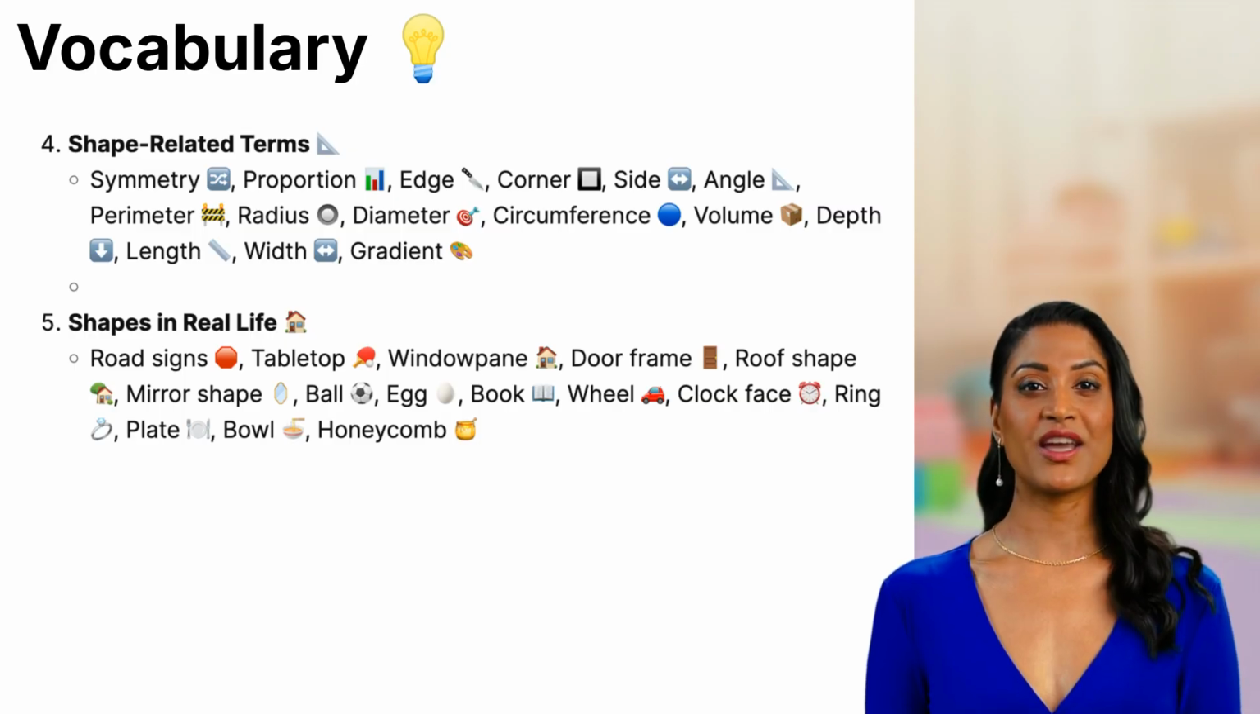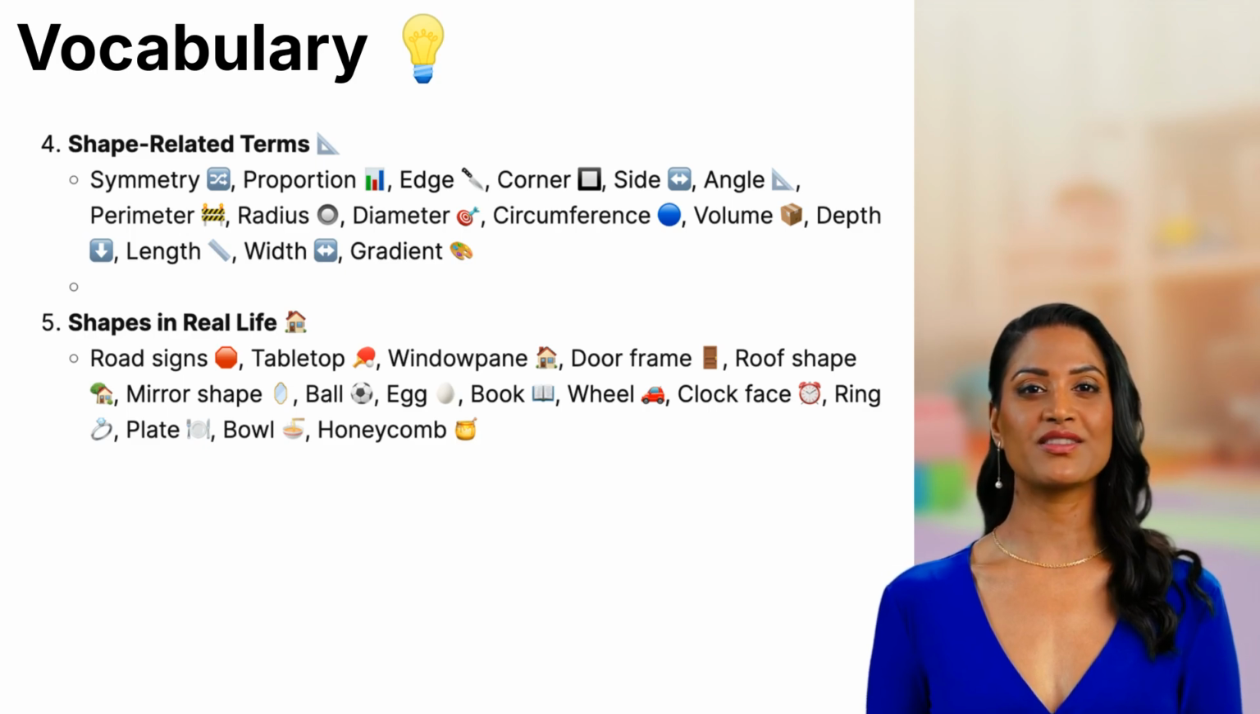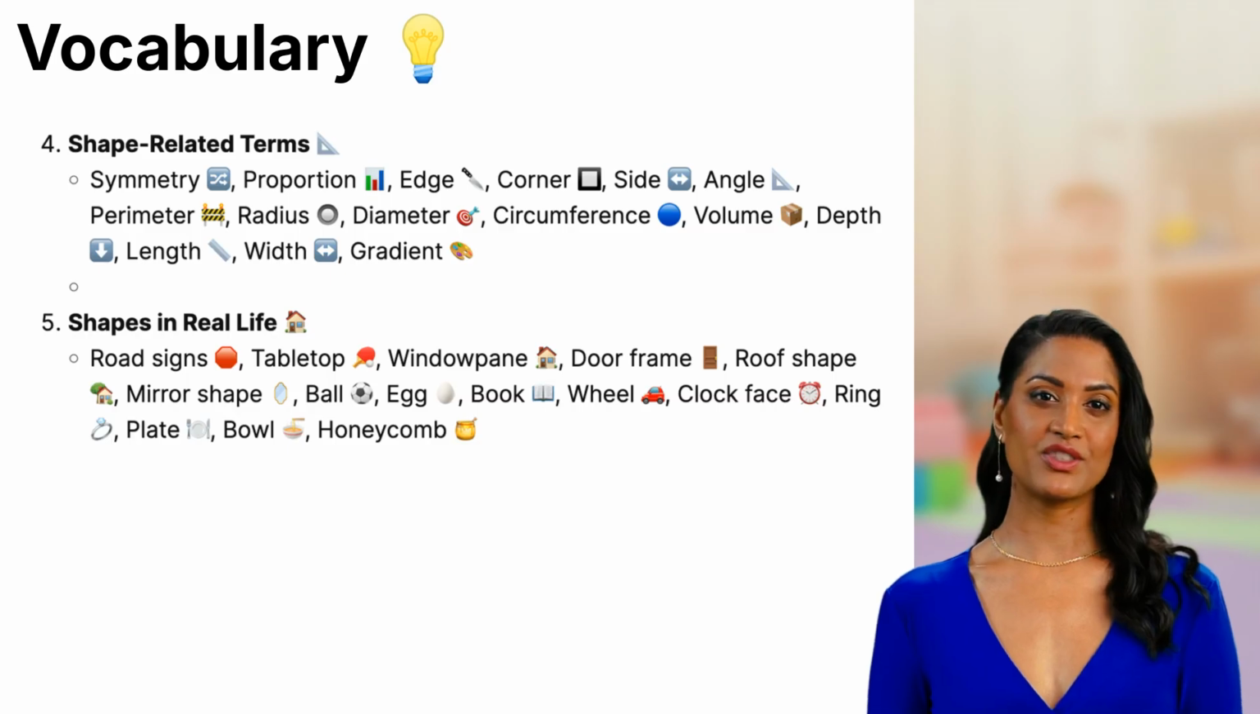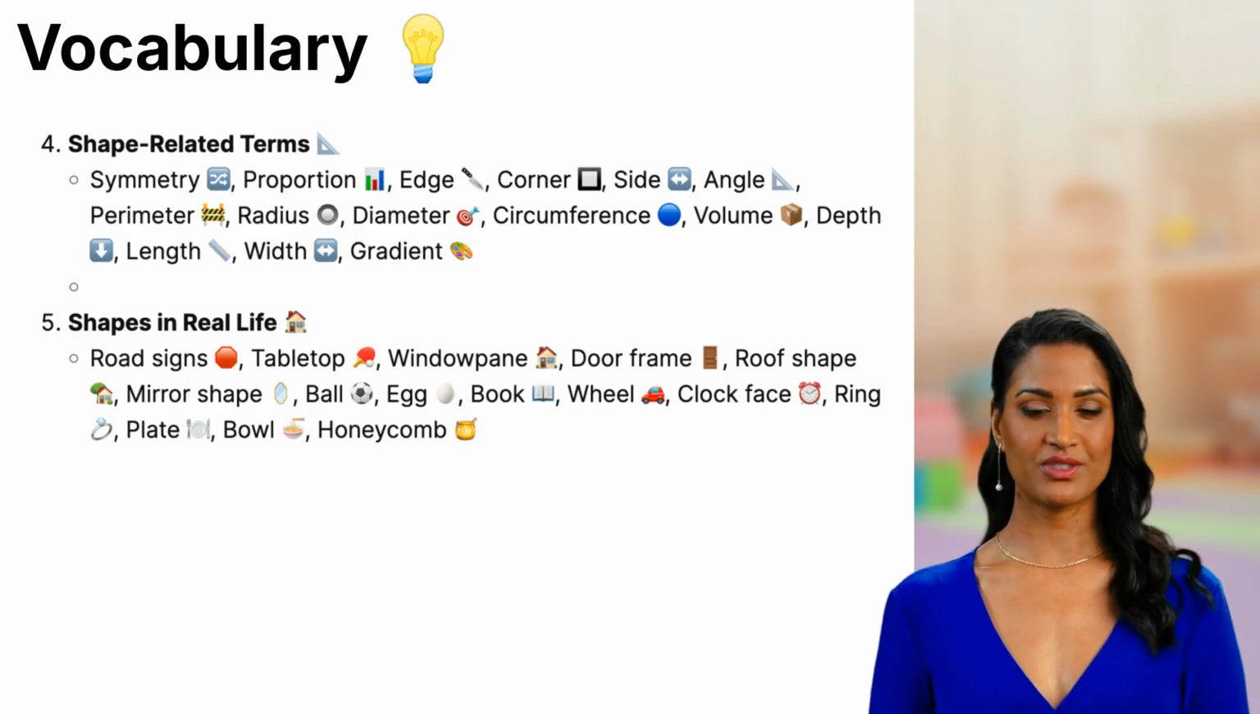Roof shape can be triangular, dome-like, or sloped. Mirror shape comes in different forms, such as oval, round, or square. Ball, a perfect example of a sphere. Egg has an elliptical shape. Book, usually rectangular. Wheel, a perfect example of a circle.